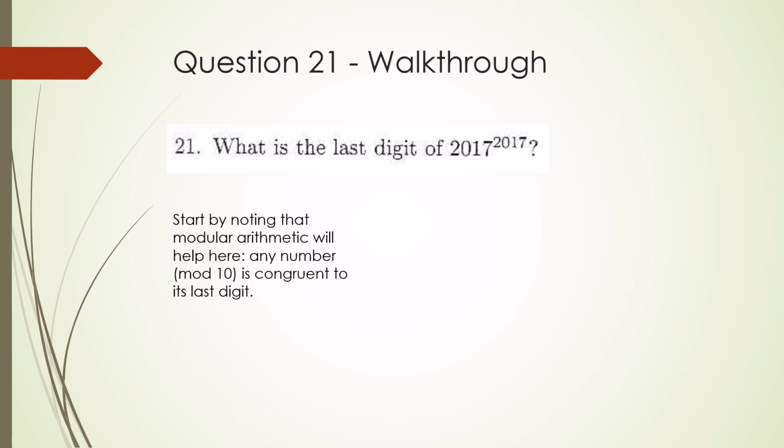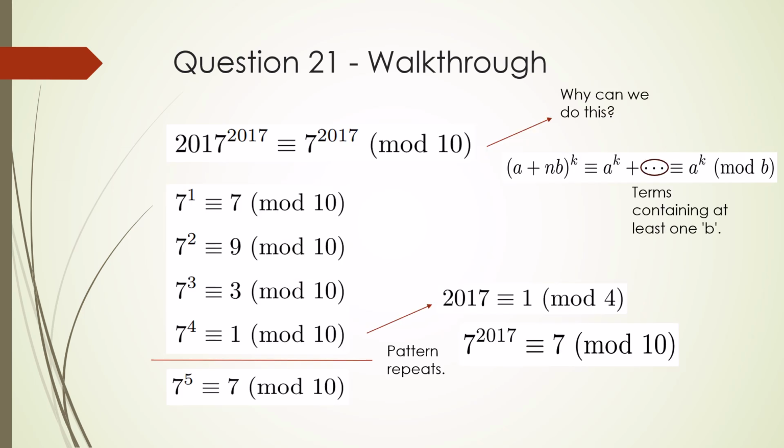So modular arithmetic will really be your friend in cases like these. So we can continue by looking at this. We start off by noting that 2017 to the power of 2017 is congruent to 7 to the power of 2017 mod 10. I provide a brief justification by the side, right? 2017 takes the form of 7 plus 201 times 10 to the power of some k, right?